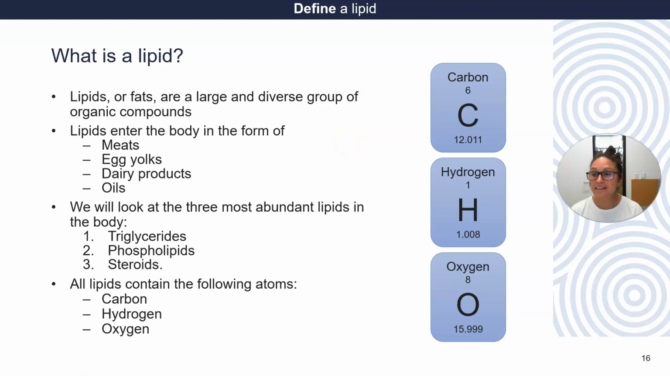What I want to look at now is lipids. Lipids are also organic compounds. This is how we get lipids into our bodies. But what we're going to look at are the 3 most important lipids: triglycerides, phospholipids, and steroids. Now, how handy is it? Lipids are made up of the exact same atoms as a carbohydrate is. Carbon, hydrogen, and oxygen. Super, super handy building blocks.